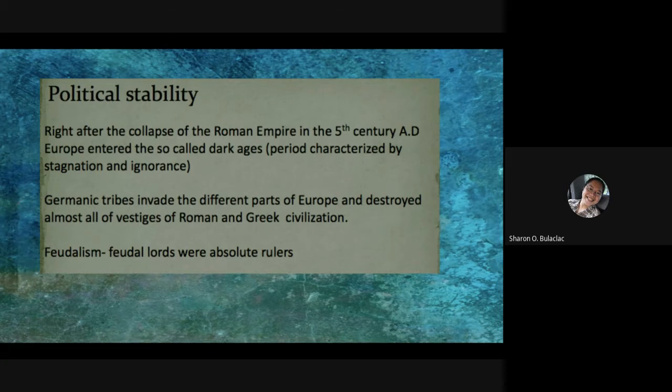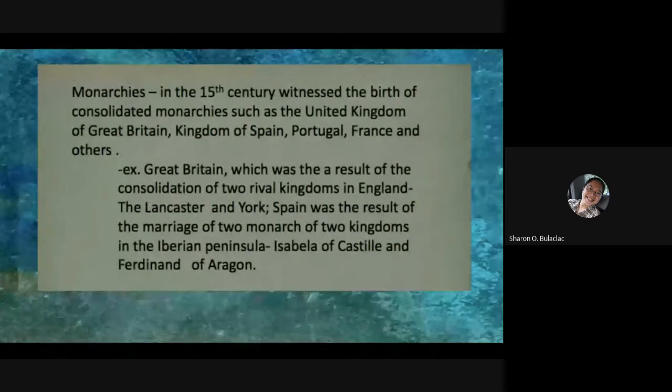But eventually, after 1,000 years, in the 15th century, Europe also witnessed the birth of consolidated monarchies. Example, yung United Kingdom, sa Great Britain, yung Kingdom of Spain, Portugal, France, and other kingdoms in Europe. So example, in Great Britain, ito yung consolidation ng dalawang rival kingdoms, yung Lancaster at saka York. Then sa Espanya naman, nag-asawa yung dalawang monarch ng dalawang kingdom. You have Isabella of Castile and Ferdinand of Aragon.